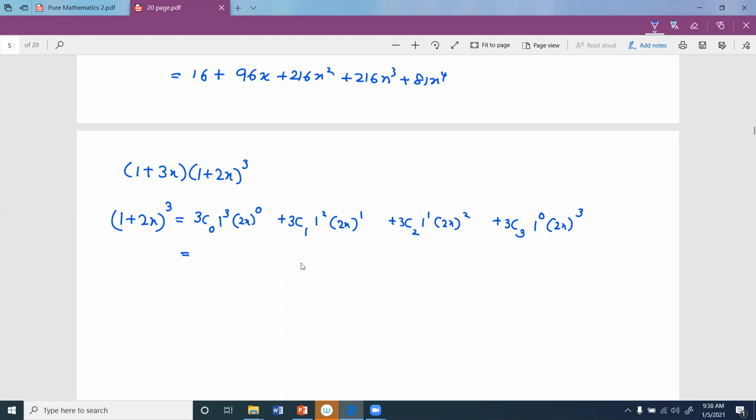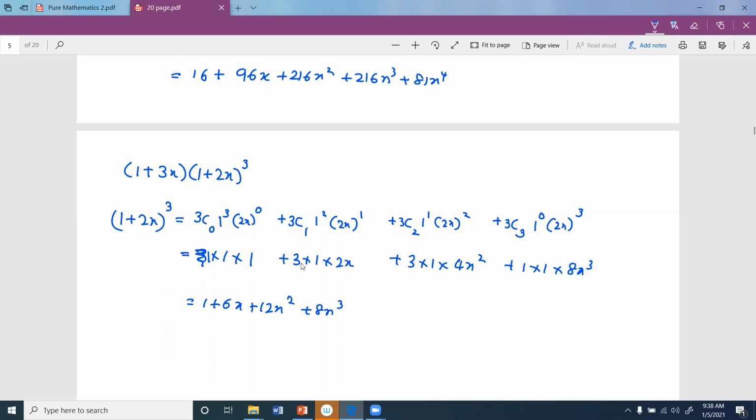So this is 3c0 times 1 times 2x to the power 0. Any term to the power 0 is obviously 1, so it should be 1. Then plus 3 times 1 times 2x. 3c2 is also 3 times 1 times the square. When you square it, most students forget to square the entire expression, so it turns into 4x squared. Then 3c3 is 1 times 1 times 8x cubed. You need to cube the entire expression, so it turns into 1 + 6x + 12x² + 8x³.